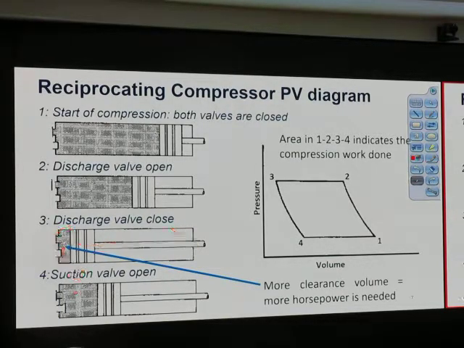So, I'm sorry, when we go from 3 to 4, it's the expansion process. A little bit of gas is left over there. Why do we need to have some gas left over there? If we have some gas left over, more clearance means less efficiency, so it needs more horsepower to do the same job. So that gap reduces the efficiency.